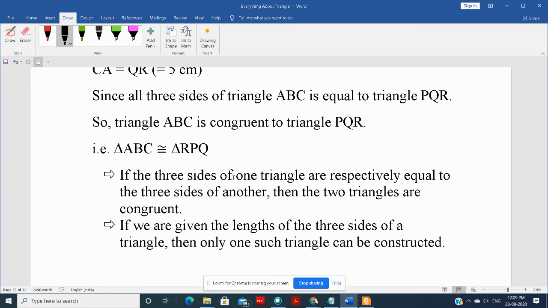Now, this condition is possible only if we are given the length of the three sides of a triangle. Because if the length of the three sides of a triangle is available, then only we can prove this criteria. And we can prove the congruency of triangles using this criteria SSS. There are some other criteria that we will look at later on.